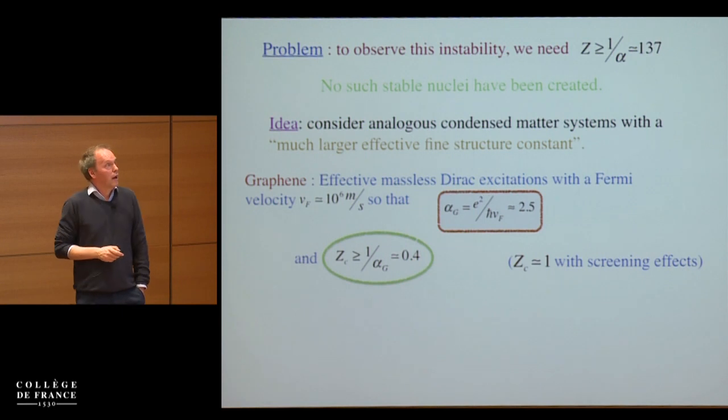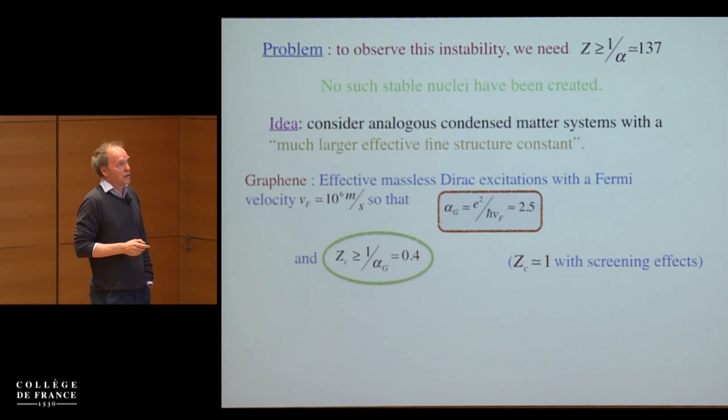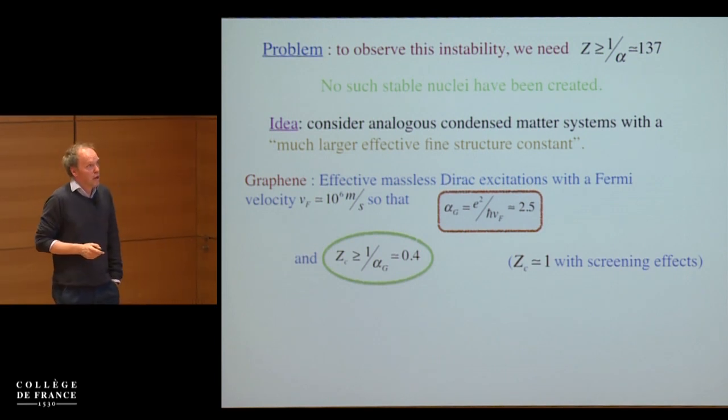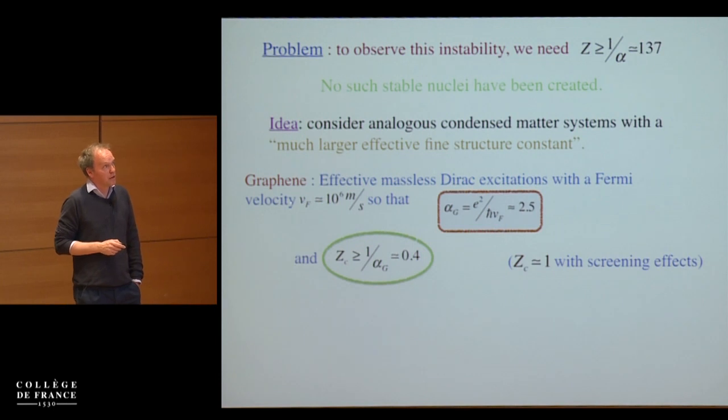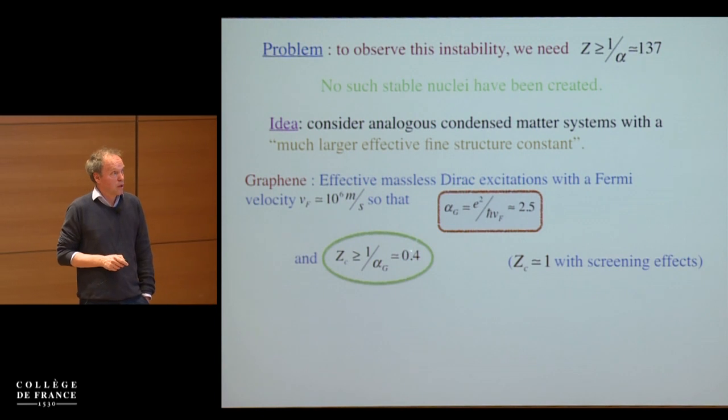Now, the idea is to consider instead analogous condensed matter systems with an effective but much larger fine structure constant. And the idea came that for graphene, which is a very popular condensed matter system nowadays, we have effective massless Dirac excitations, but now with a Fermi velocity which is much smaller than the velocity of light. Now there is an effective fine structure constant that, instead of being e squared divided by h bar c, is e squared divided by h bar v_F, and this fine structure constant is much larger than the previous one, equal to 2.5, which means that the critical charge needed to observe this instability predicted by Pomeranchuk is now equal to 0.4.